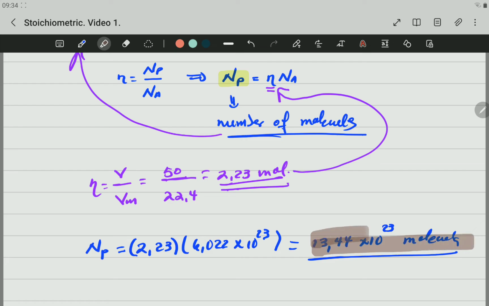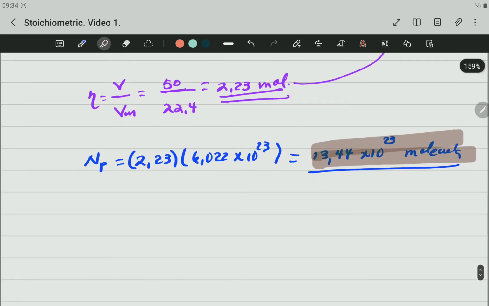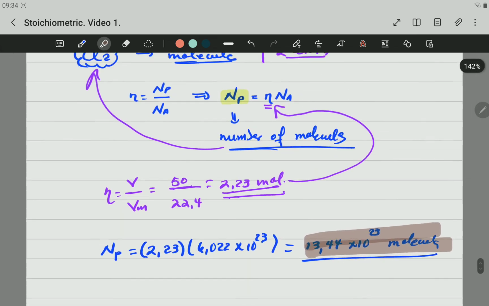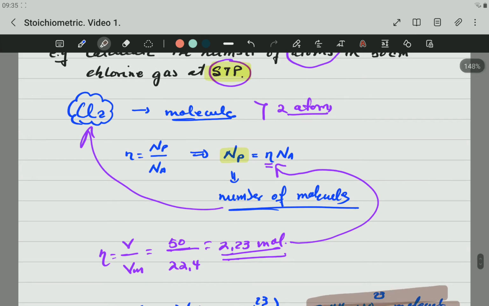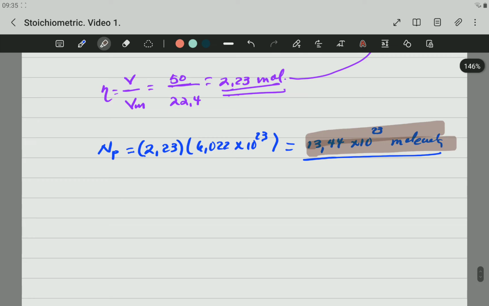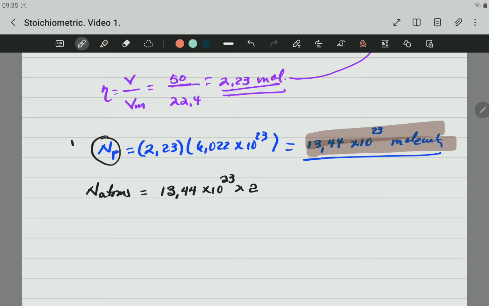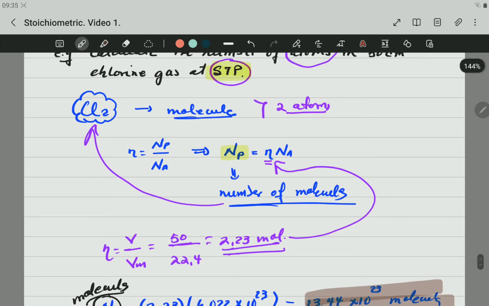That is the answer for molecules, but that's not the final answer. The final answer, they want atoms. So we know that every one molecule has 2 atoms. So all we have to do is to multiply this number by 2. So you get now number of, I'm going to write atoms. It's going to be equal to 13.44 times 10 to the 23 times 2. Why 2? This is the number of molecules, because chlorine is a molecule.